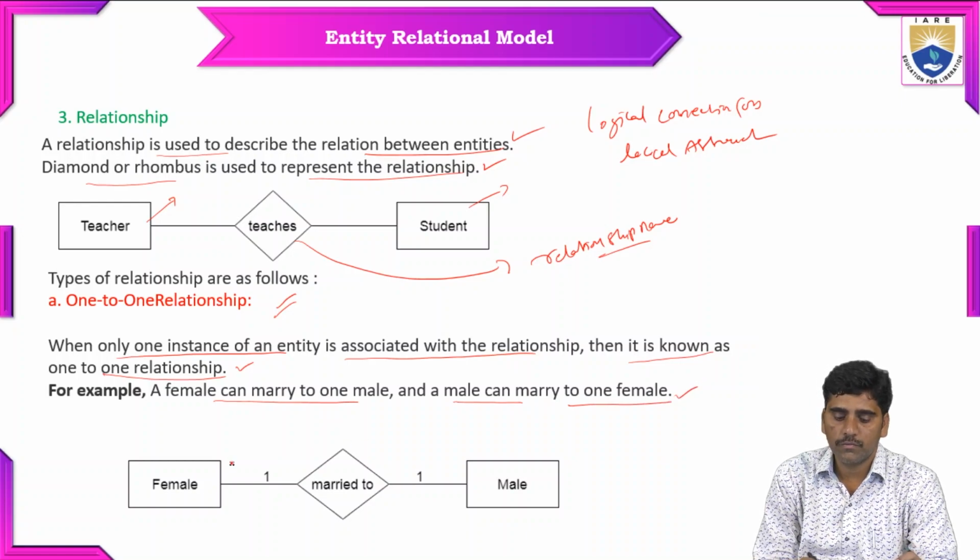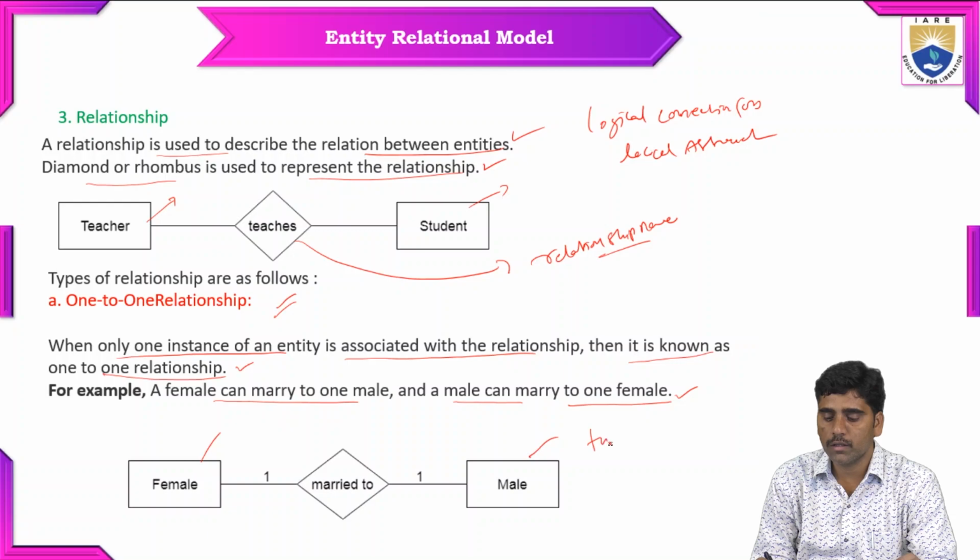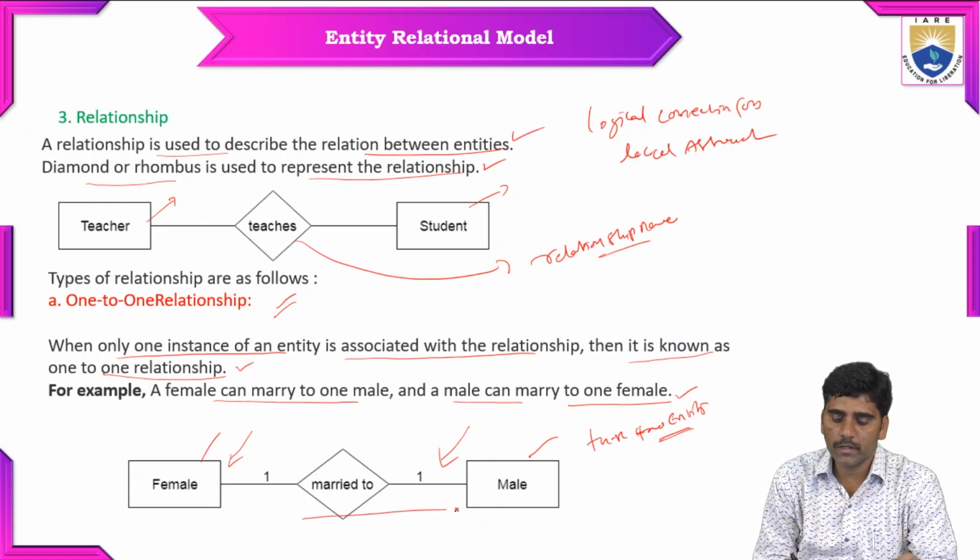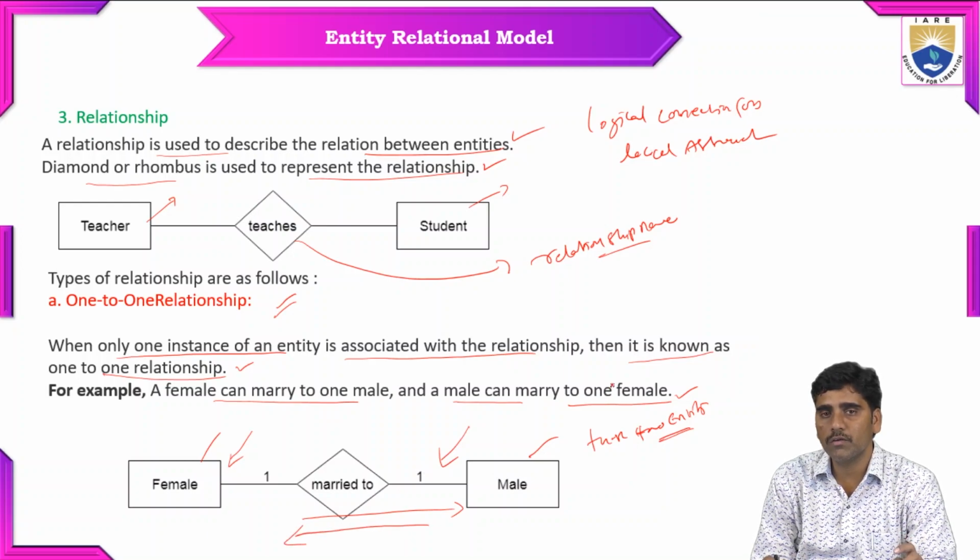So here the female and the male are the two entities, and these entities have the relationship with one instance of an entity. So there is a chance to use only one. So here the female is married to male and male is married to female with the instance of only once. So that is about the one-to-one relationship.